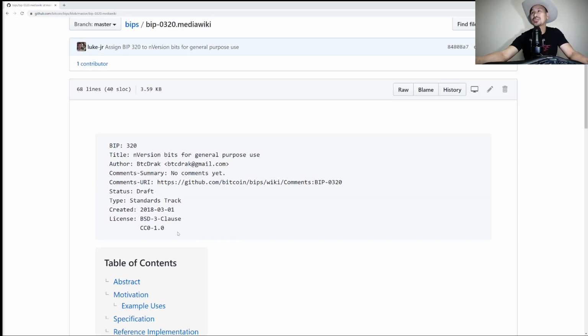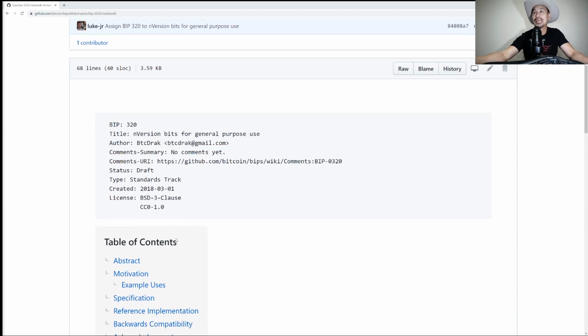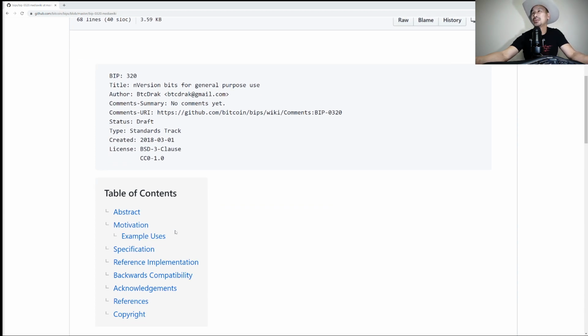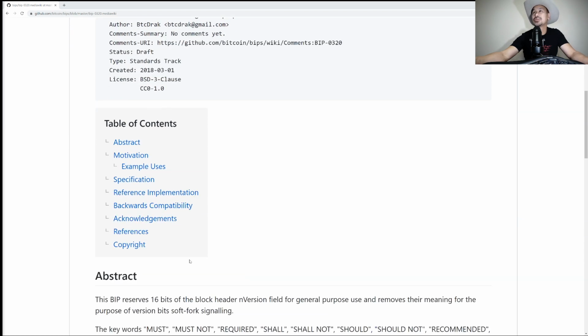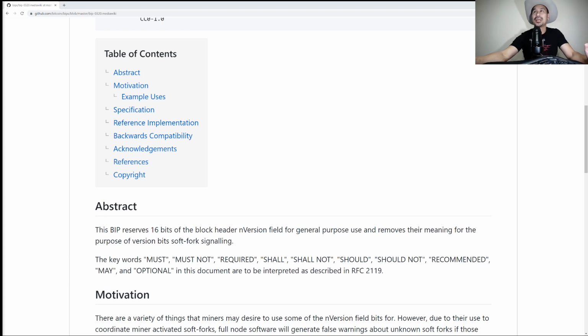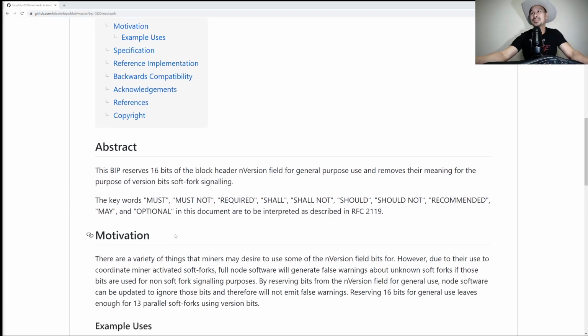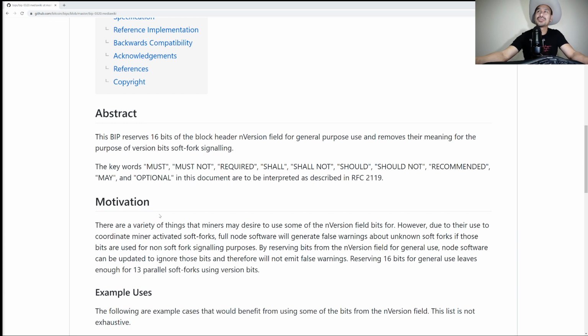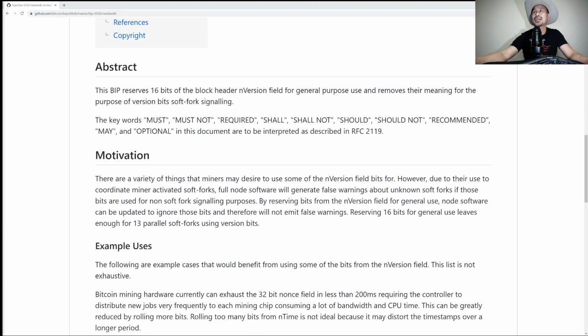BIP 320 is called nVersion bits for general purpose use, and its author is BTCDrak. And it's a BSD 3-clause and Creative Commons 1.0 license. Anyway, here are the contents of it. This BIP reserves 16 bits of the block header nVersion field for general purpose use and removes their meaning for the purpose of version bits soft fork signaling.